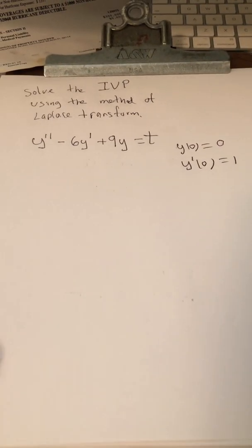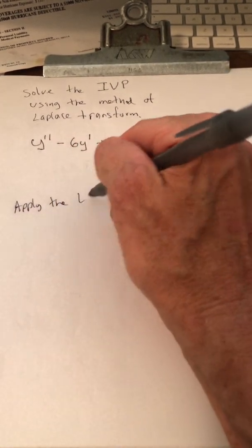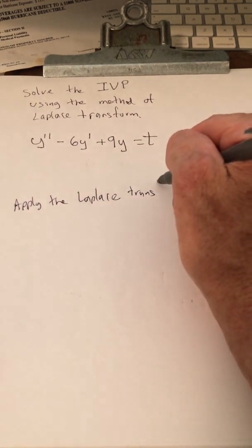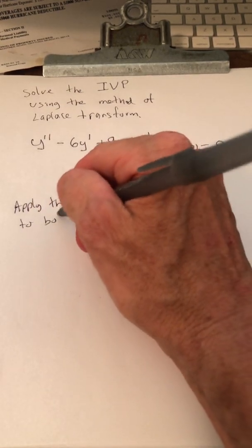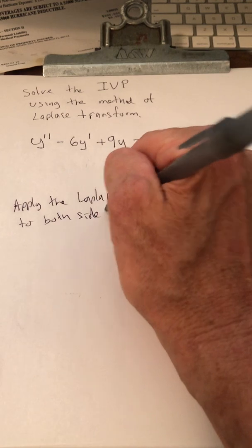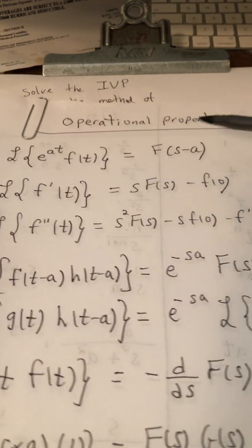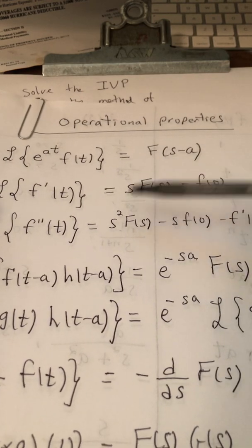So what we're going to do is apply the Laplace transform to both sides. Now, of course, we're going to make use of the operational properties, namely the Laplace transform of a derivative. So you have your table. We will use these two properties, right, we're going to end up using.